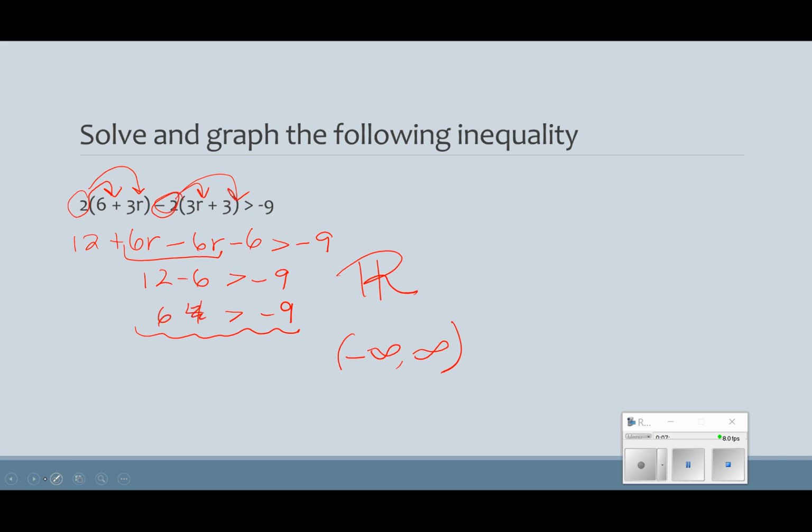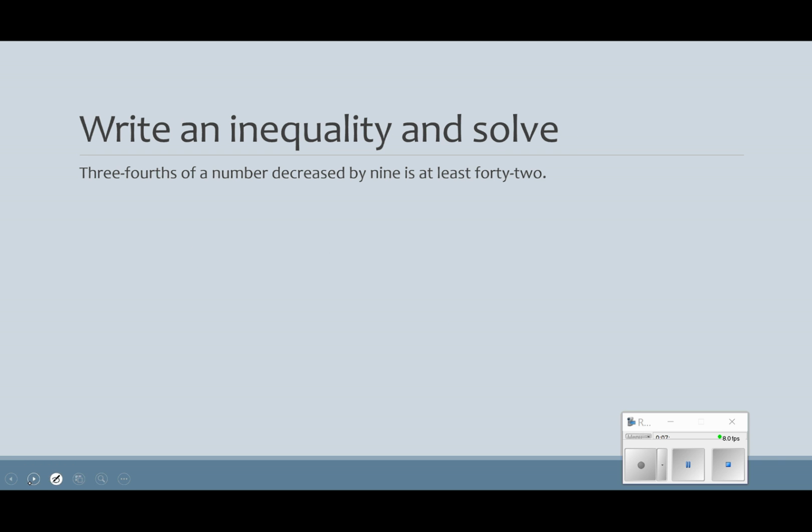All right, so enough of just the bare problems. Let's take a look at a word problem. So 3/4 of a number decreased by 9 is at least 42. Okay, so 3/4 of a number, so we don't know what n is. And 3/4 of it means to multiply. So 3/4 n. Decreased means subtraction. So decreased by 9 is at least.